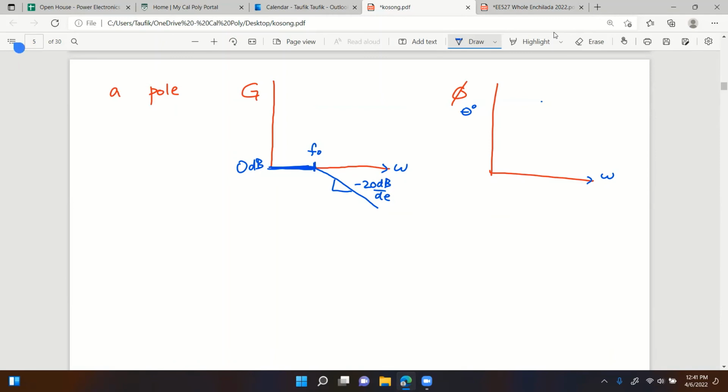For phase angle, if that's the pole location, then it starts from zero as well, and at the pole location it is going to be minus 45 degrees, right? It's actually equal to minus 45 degrees. And then at very high frequency, it's going to be minus 90 degrees, right? And this is typically defined to be a decade before and a decade after, right?